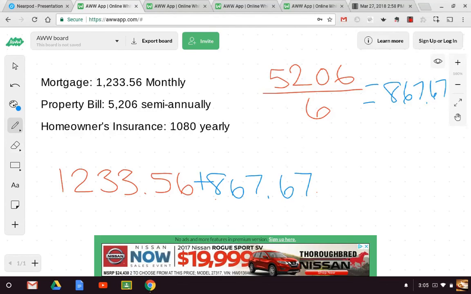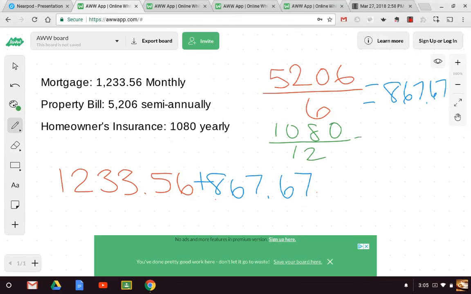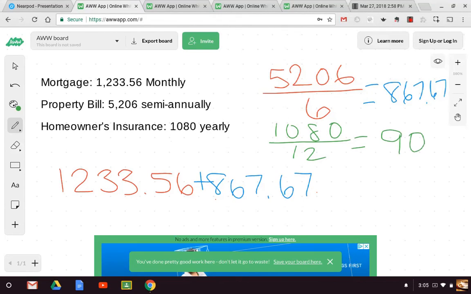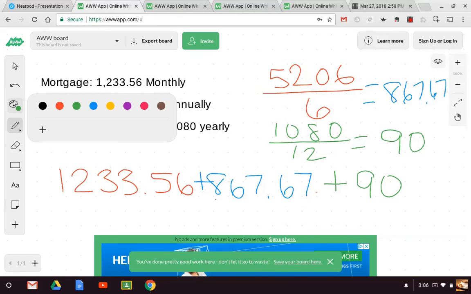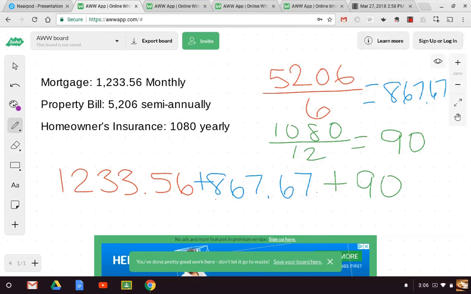And then lastly, we have our homeowners insurance, and the homeowners insurance is billed yearly. So for that, we're going to divide our $1,080 by 12 to get our monthly payment of $90. And that's something else that we're going to have to add on to our payment. So now we have the monthly part of our mortgage, the monthly part of our property bill, and the monthly part of our homeowners insurance.